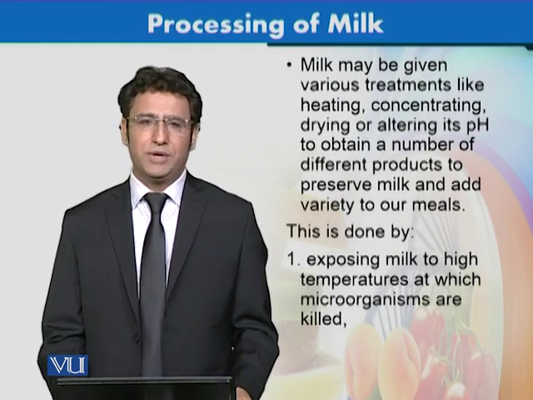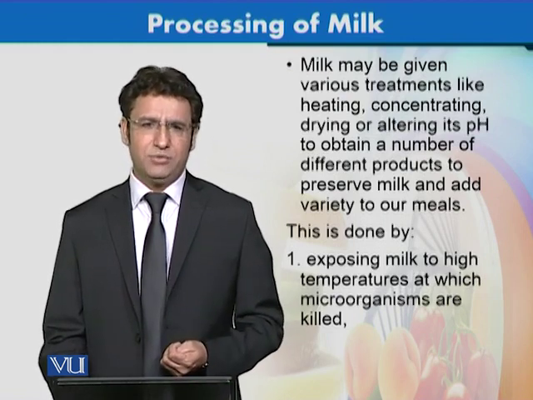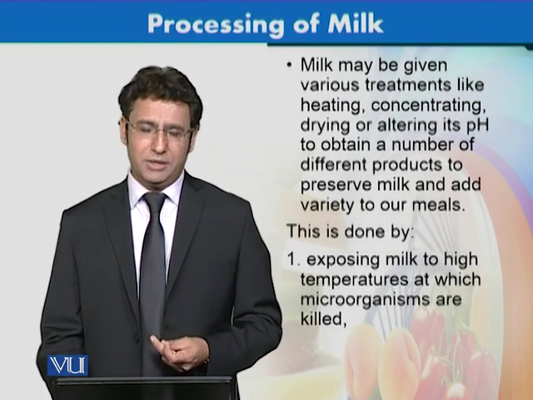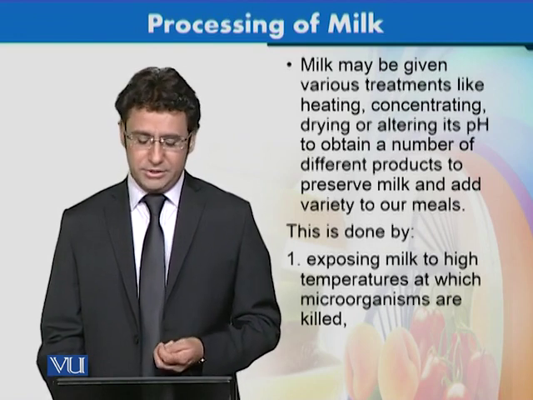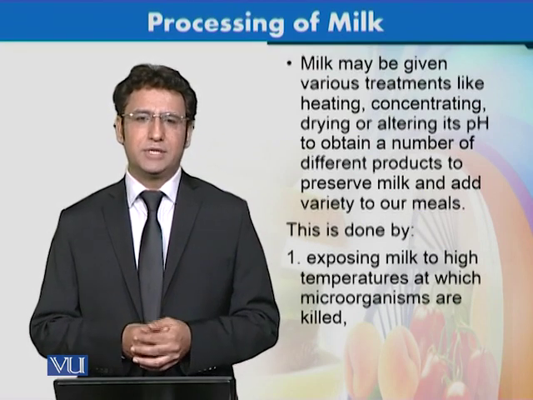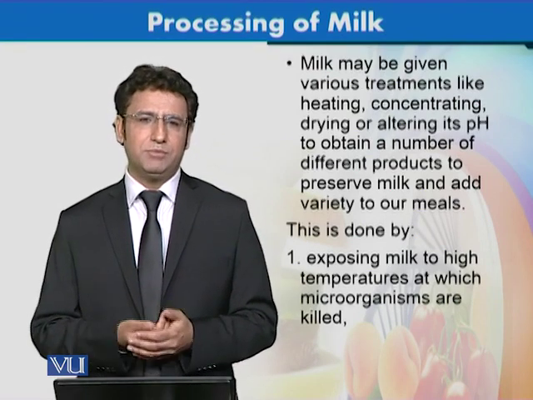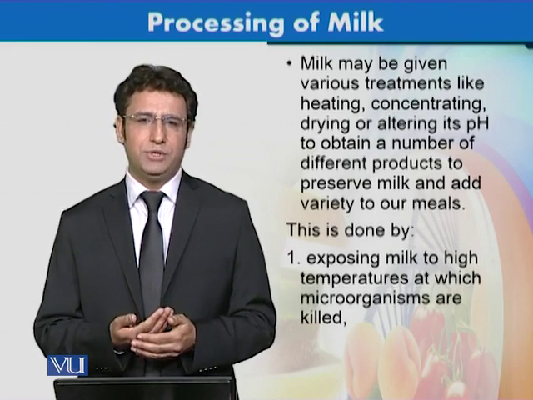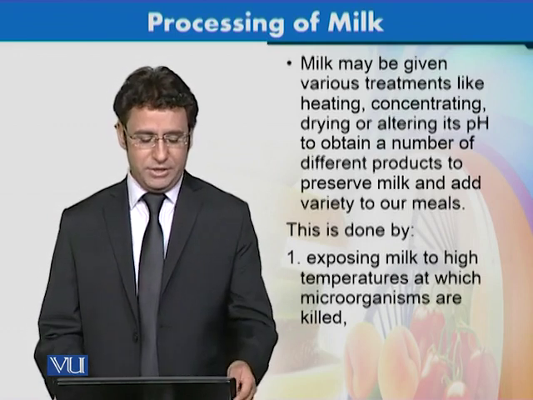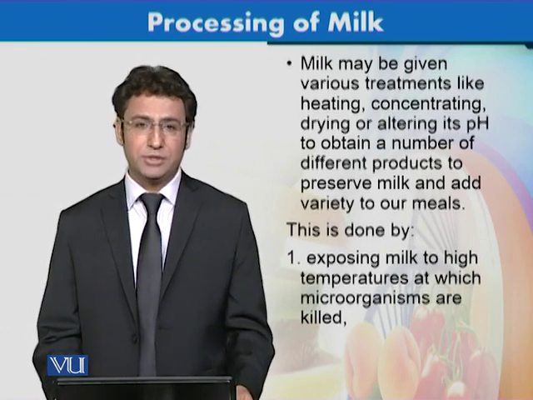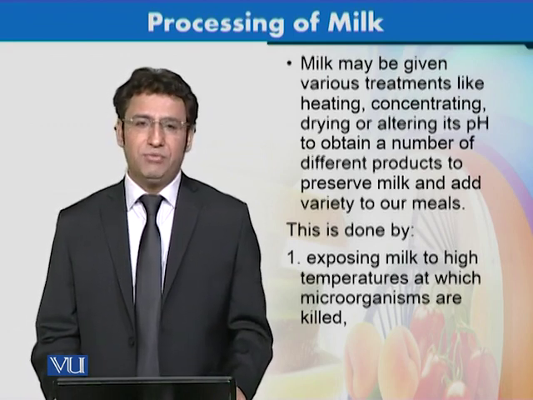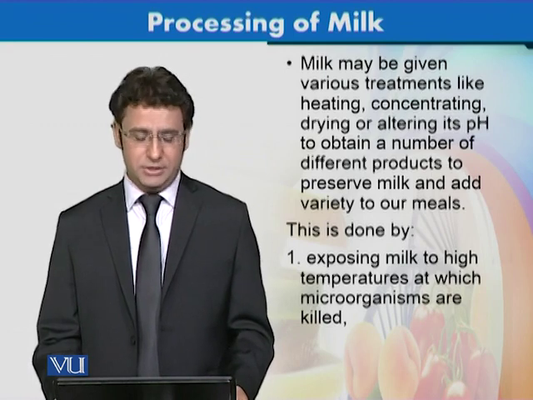So there are different kinds of treatments given to milk for its processing. For example, we might concentrate the milk or dry it to make powders, or we can also change the pH of milk to make it stable for a longer time. Not only do these treatments improve the shelf life of milk products, but they also can result in different desirable properties of the final products that we make out of the milk. So there are basically different ways by which we treat the milk.